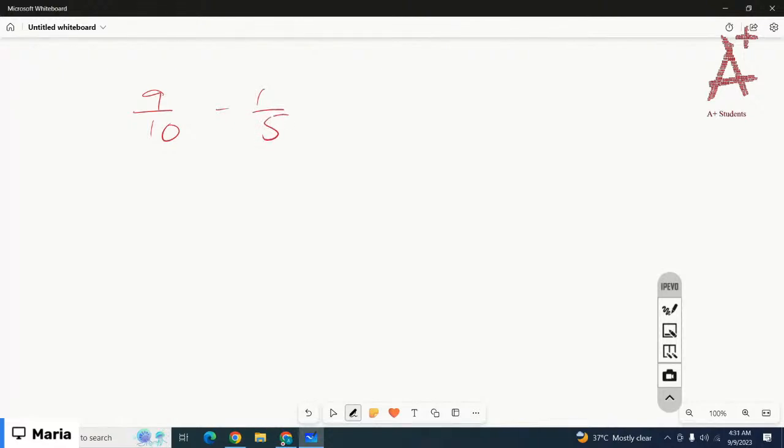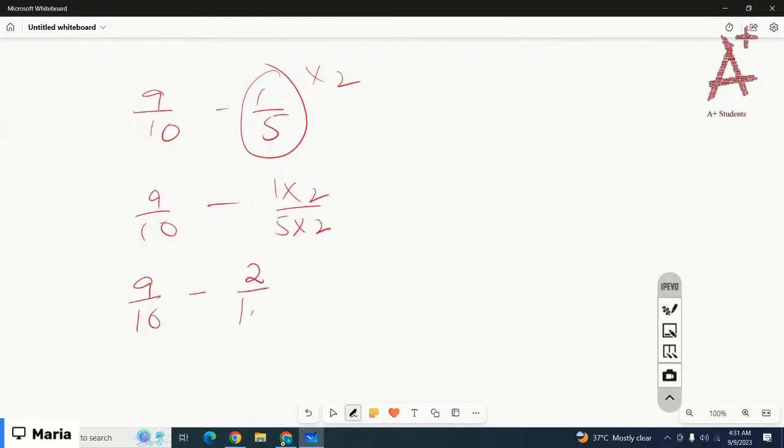You make the smaller denominator equal to the greater one. So 5 times 2 makes 10. You have to multiply this fraction by 2. So it would be 1 times 2 divided by 5 times 2. That would be 9 over 10 minus 2 over 10. So they have like denominators. You simply subtract the numerators now. It would be 7 out of 10, right?